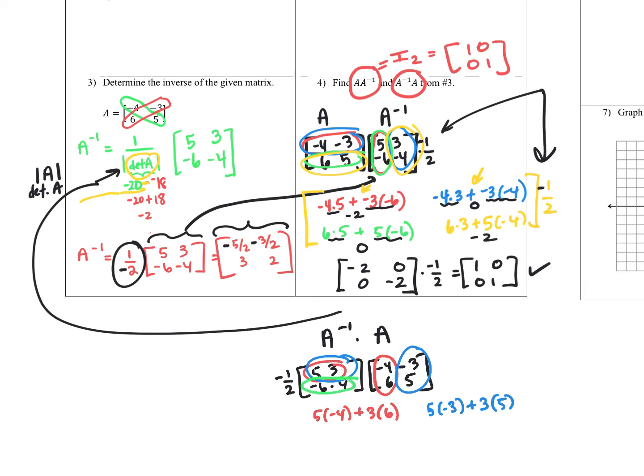Then we move to the second row, first column. That's going to be 24 plus 24. And minus 24. I need to show my work on this. Sorry about that.